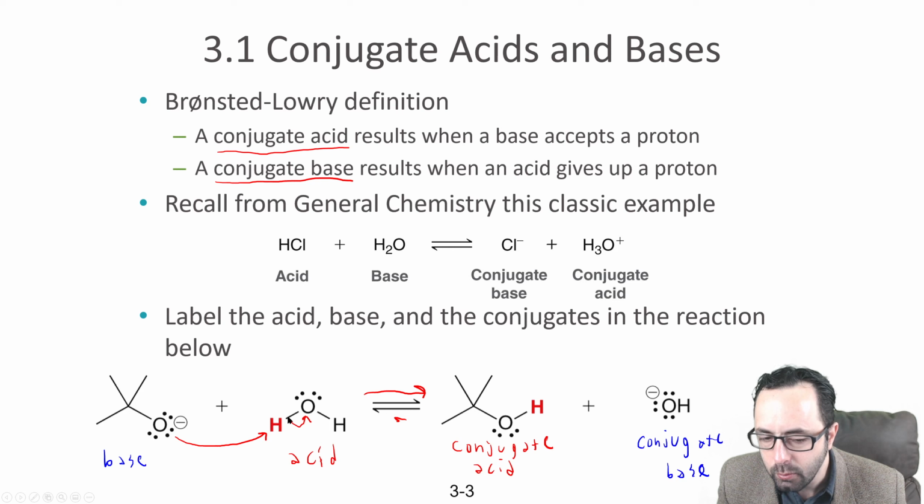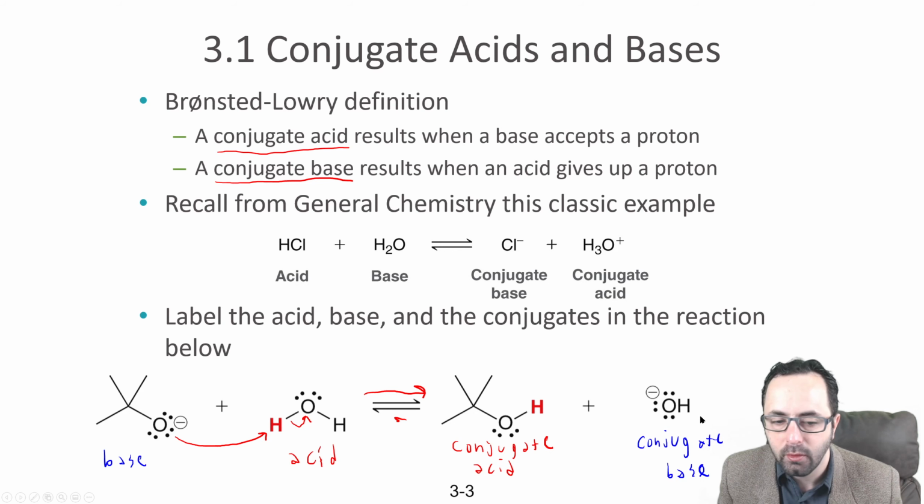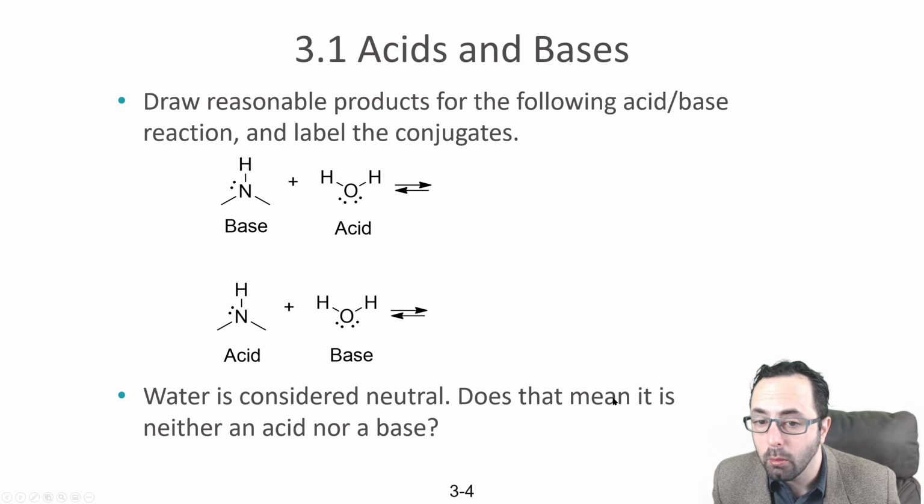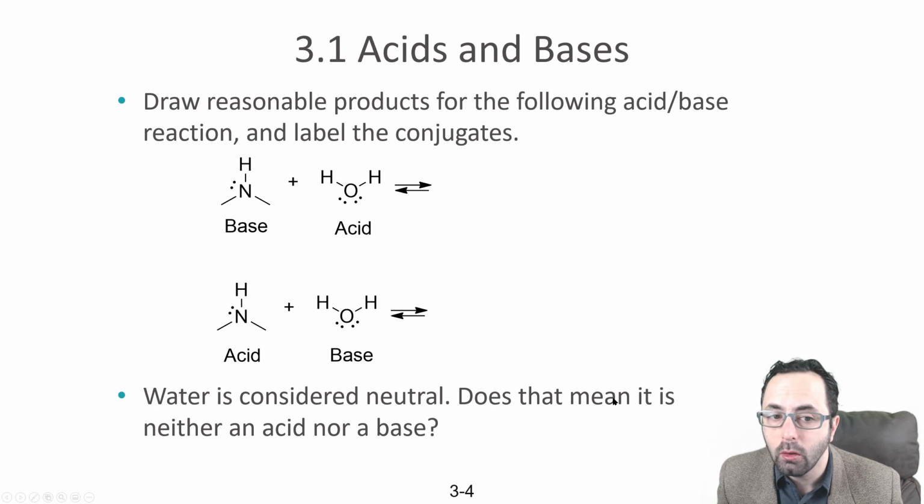And this H+ leaves, and these 2 electrons are left behind. So the result is this oxygen has 3 lone pairs and is making 1 bond. It has a -1 formal charge here. So let's do this a little bit more. Let's draw reasonable products for these reactions here.